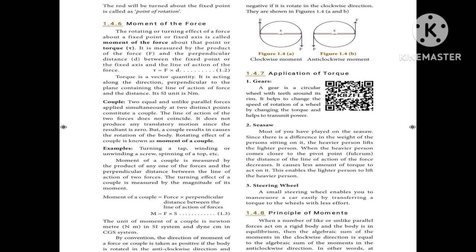Tau equals F times d. Torque is a vector quantity. It is acting along the direction perpendicular to the plane containing the line of action of force and the distance. Its SI unit is Newton meter.